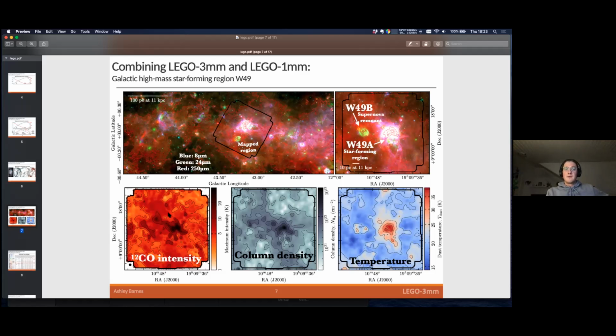And then we have our LEGO observations, which I'll come to in just a second. This is including 12CO, which I show here. But then we also have access to Herschel observations, which we can use to fit the SED and get the column density of the molecular gas and the temperature of, well, the dust temperature there.